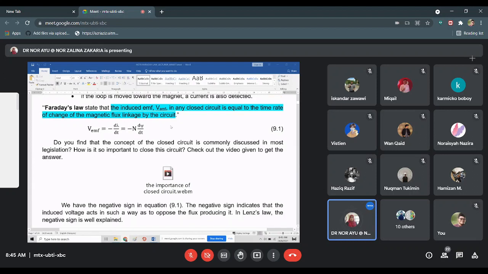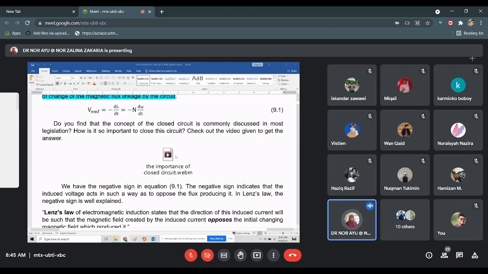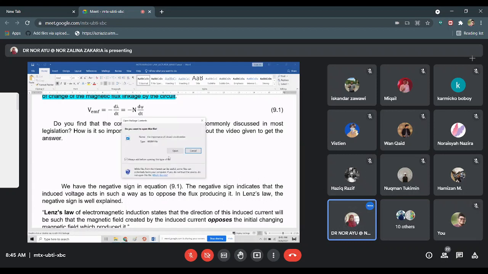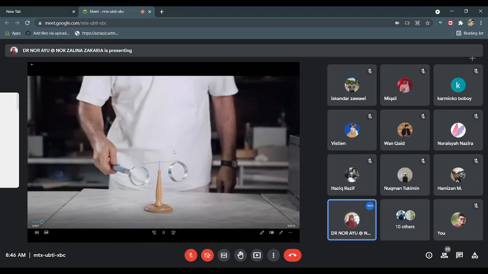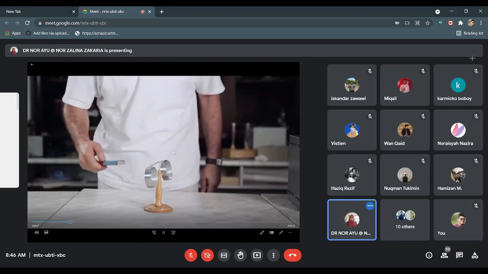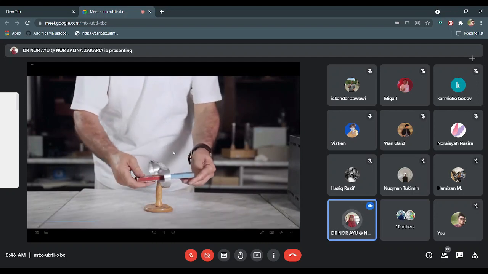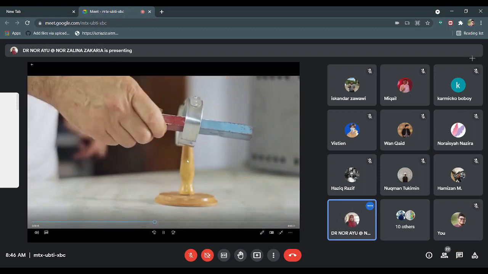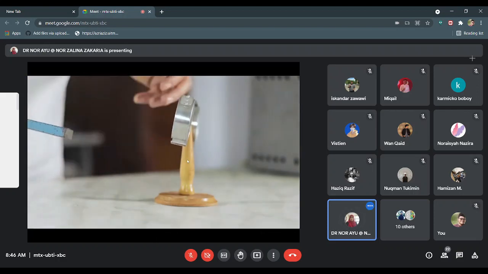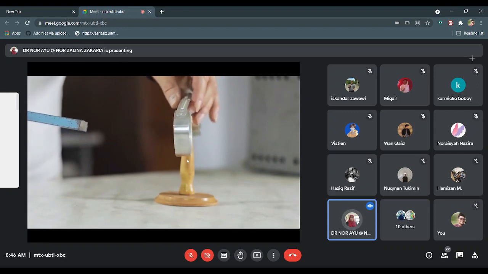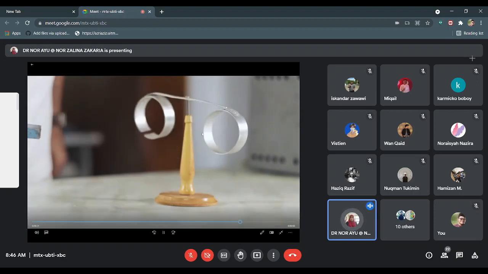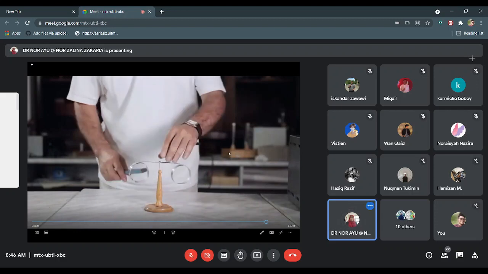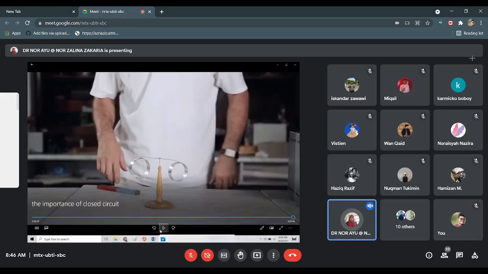So if you look into this definition, it mentions any closed circuit. Here I have a video, if I can open it, one moment. You can see here, when we move the magnet towards the circuit, or this loop, the loop will move. But when there is an open circuit, it doesn't move at all. So you can see that the loop is not moving. When it goes into the closed loop, it will move.